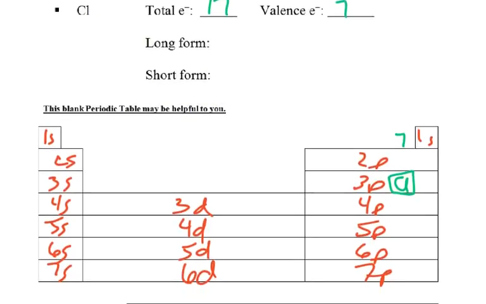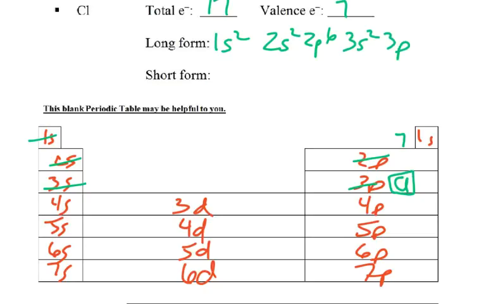The long form from the periodic table, we can see it's 1s2, then it's going to be 2s2, 2p6. Then it's going to be 3s2, and the 3p, because it's right here, we haven't quite filled it up, it's 3p5. So that's the long form: 1s2, 2s2, 2p6, 3s2, 3p5.